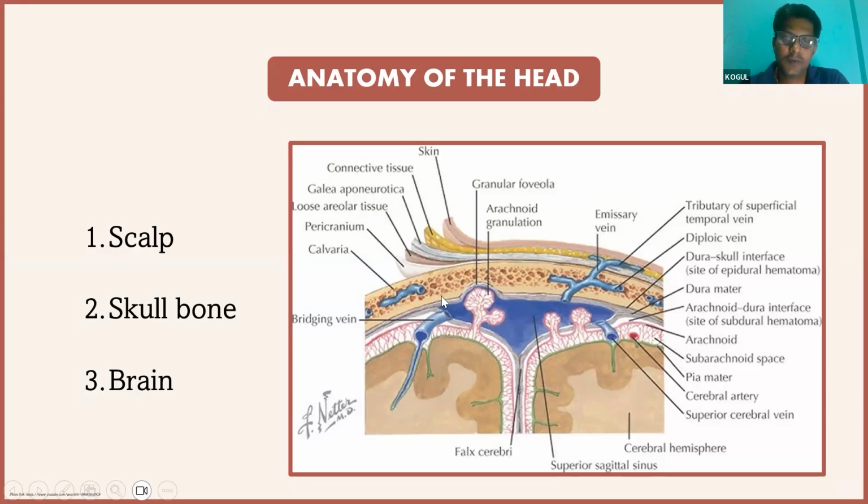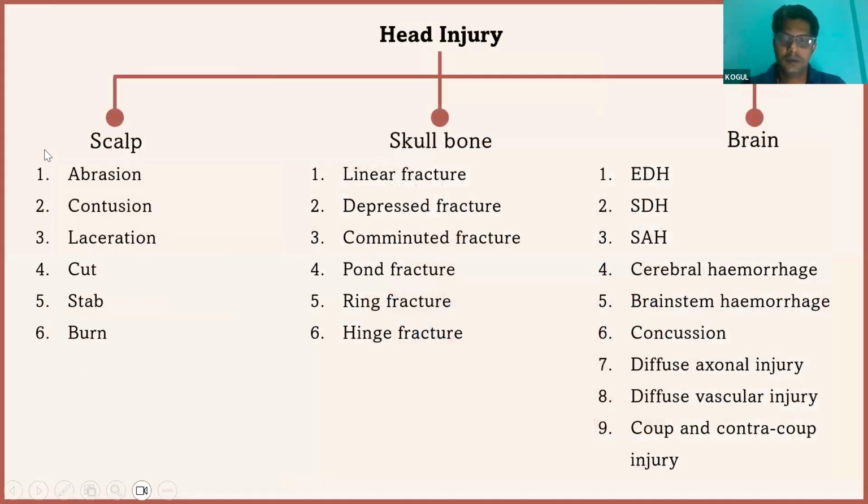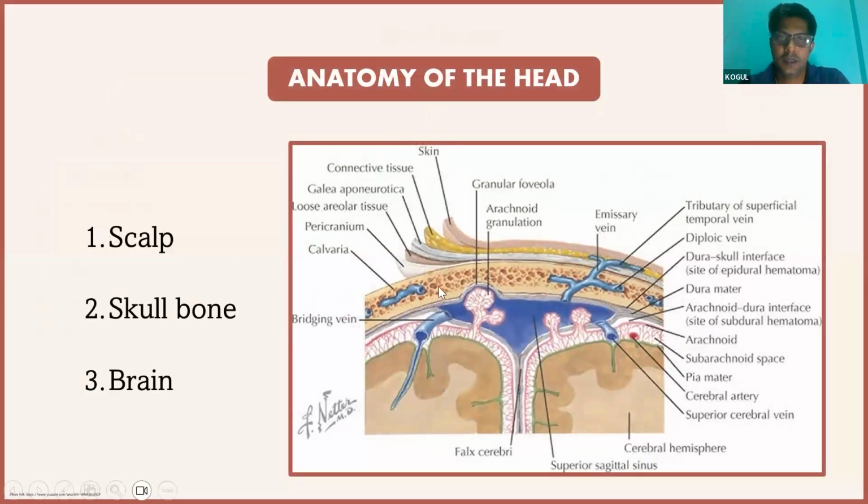The second part is the bone. It is different from other bones; it's a flat bone. There are three layers: the outer table, the middle diploe layer, and the inner table. In between you can see blood vessels. After a fracture, these blood vessels can bleed and the blood can enter into the skin. So if there is a small injury to the skin, there will be more profuse bleeding, and it mimics a cut injury.